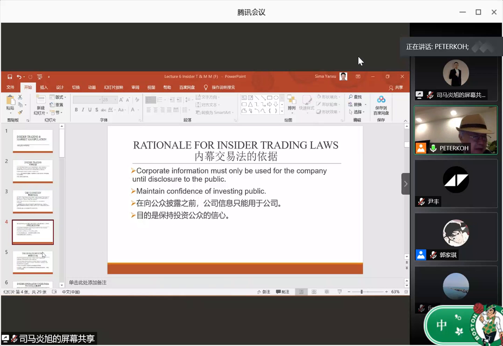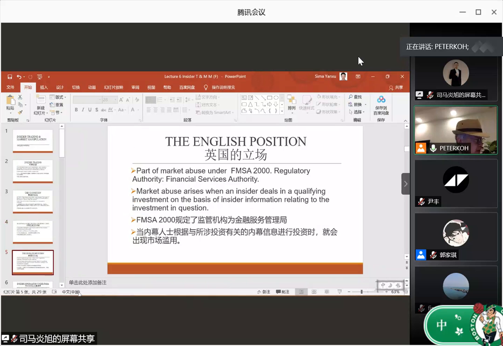Now, let me read to you first. This is from chapter 10 of my book. Chapter 10. Okay? I read to you. Insider trading takes place when an individual makes use of unpublished, price-sensitive information about a company's securities to his personal benefit, the insider's personal benefit, right?